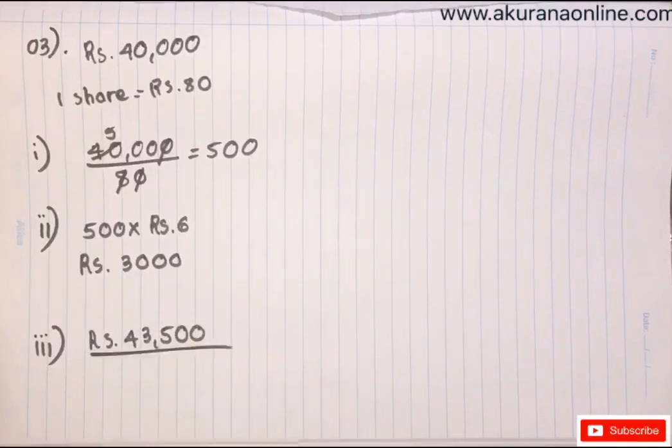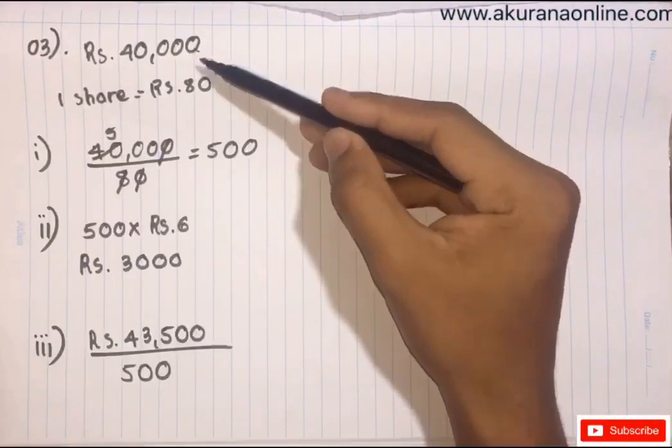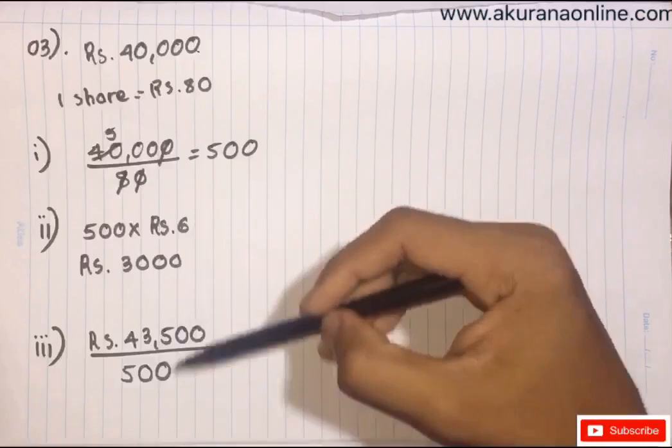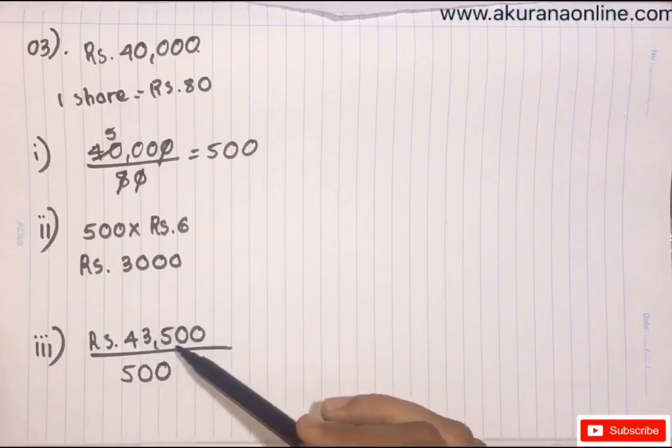43,500. And you have to divide this total money by the number of shares. Find the selling price of a share, and you have to find how many shares there are altogether. 500. Did you get that point? Now he had only 40,000. But after selling all the shares, he is getting an additional income of 3,500 rupees. Therefore, the total amount he gets is 43,500.